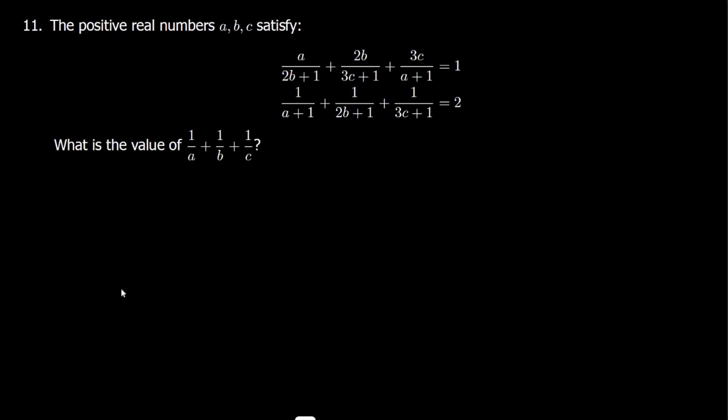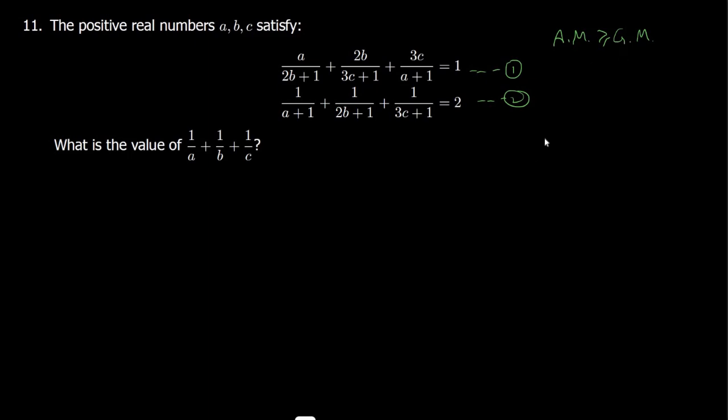So question number 11 says that the positive real numbers a, b, c satisfy these two equations. Let us name these two equations as 1 and 2. And whenever you see wordings like positive real numbers, one can think of the AM-GM inequality, which states that the arithmetic mean of n positive real numbers is always greater than or equal to the geometric mean.